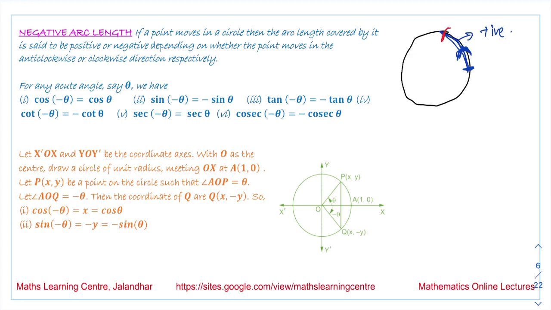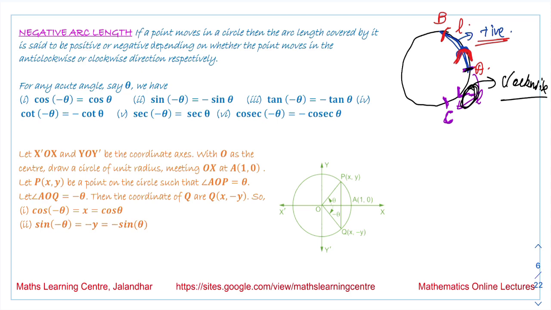Suppose something has started from this point A and reached the point B, moving in this direction, then we say that the arc length is L. Suppose someone has moved from this point A to this point C, moving in this direction, the length we have over here is minus L. So this minus sign just tells us that the object is moving in the clockwise direction. So this is how we talk about negative arc lengths.